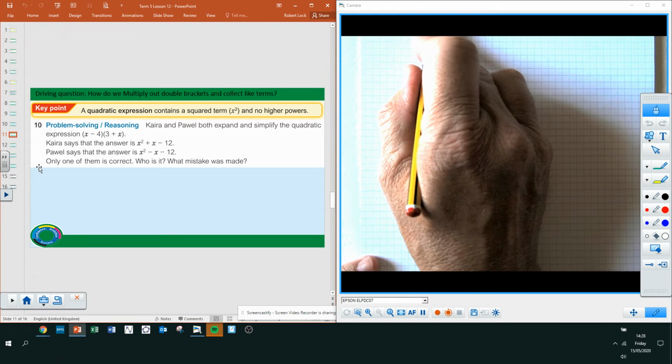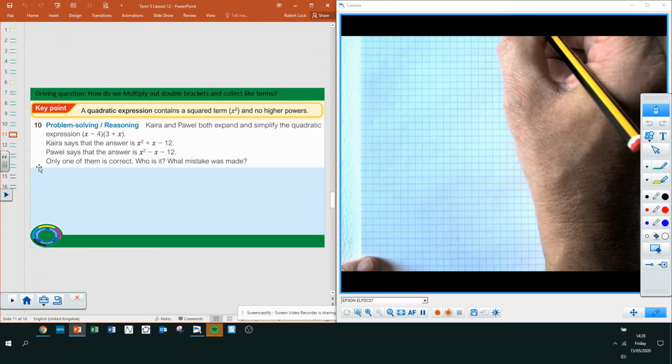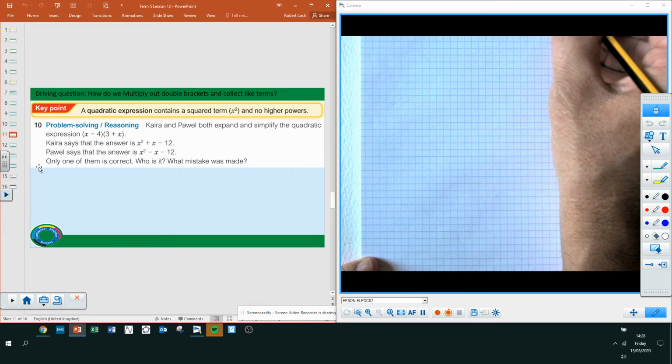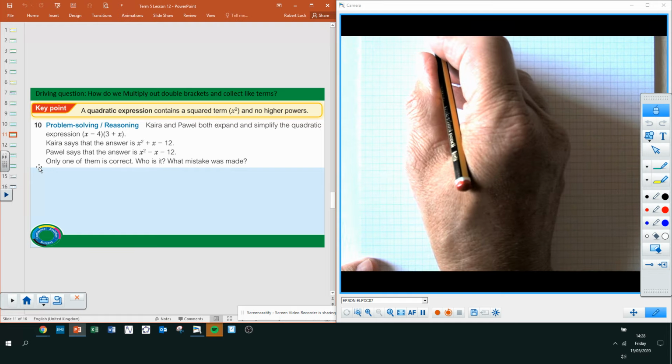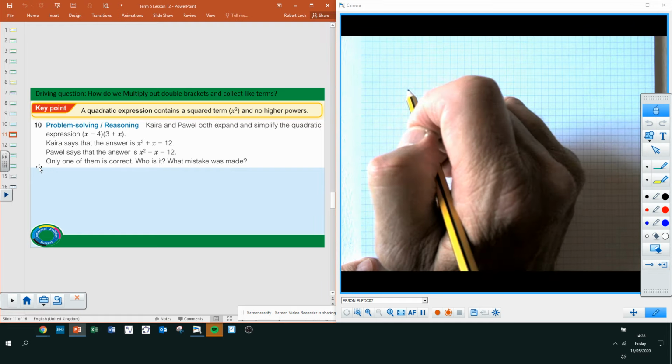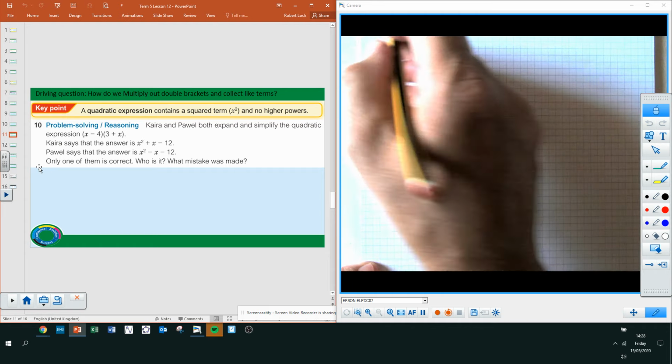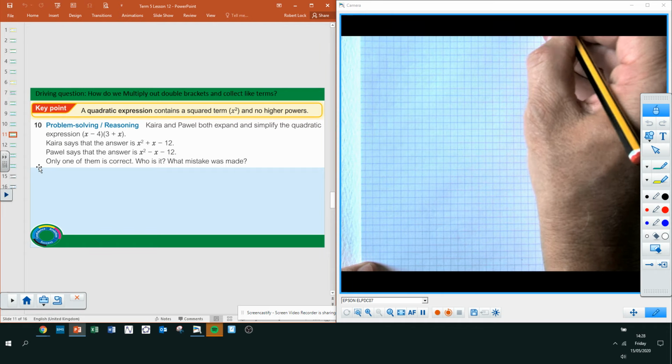This can be rewritten to be x minus 4, x plus 3, because there's a plus sign. That's the right answer. We multiply this one out or that one out, and the answer is still the same. So let's do what we know already. So x times x, x squared.